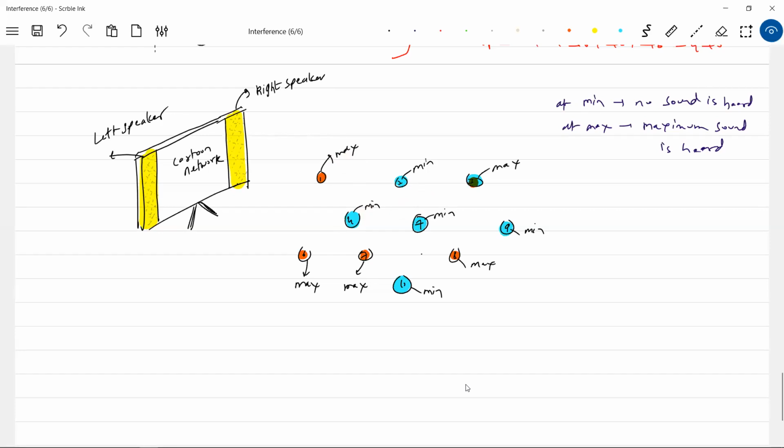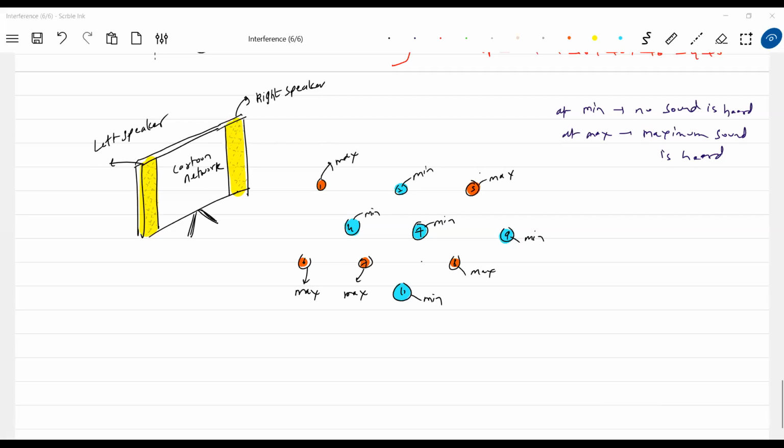Anybody? Why don't we see minima? It's a minima, no? Why don't we have this condition? Wherever you stand, you are going to hear the sound. Why don't we see that maximum and minimum? Anybody wants to answer, please? I'll give you an opportunity to think. No replies. You should think, nothing wrong. Nobody wants to answer.